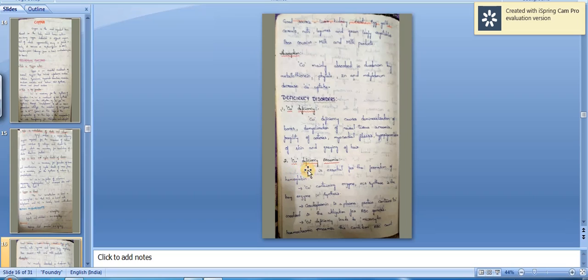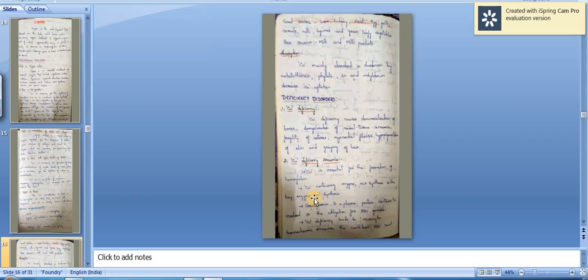Next, copper deficiency anemia. Copper is essential for the formation of hemoglobin. This is the most important. Among copper-containing enzymes, ALA synthase is a key enzyme in the synthesis. Ceruloplasmin is a plasma protein containing copper, involved in the utilization of iron for RBC genesis.